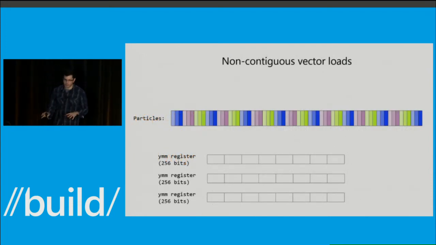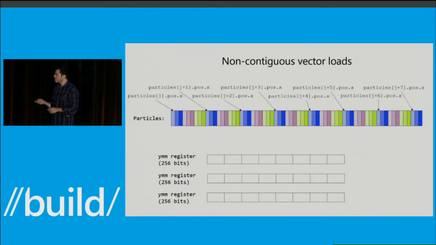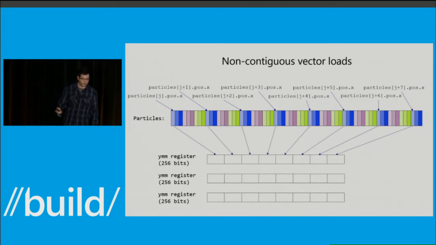So keep in mind, I'm focusing on the 256-bit case where we are executing 8 iterations of the innermost loop body at once. And the way we have to load data from memory is this: load data from the particle array into the YMM registers. YMM is just the name of the registers that we have for the 256-bit. So I've indicated here the x positions for 8 contiguous particles. So particles sub j dot position dot x, particles sub j plus 1 dot position dot x, and so on and so forth. And the idea is we've got to get each of those light blue boxes into each of the individual components of the YMM register.